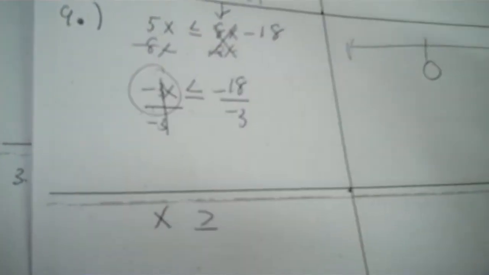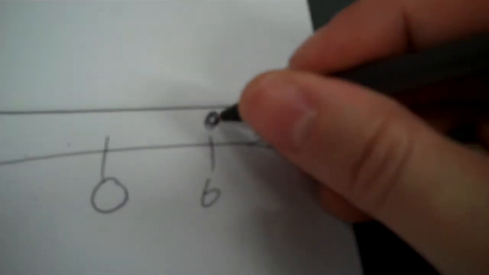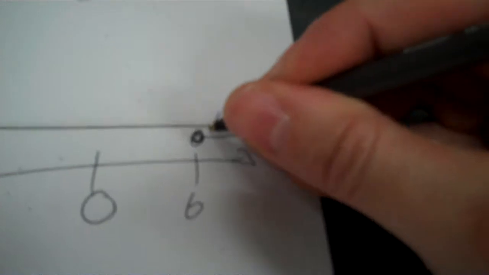So we got x and then 6. Okay, does that look like it eats the x? Yes, it does, so it would go to the right. Great. And right is greater than. X, 6, greater than or equal to.